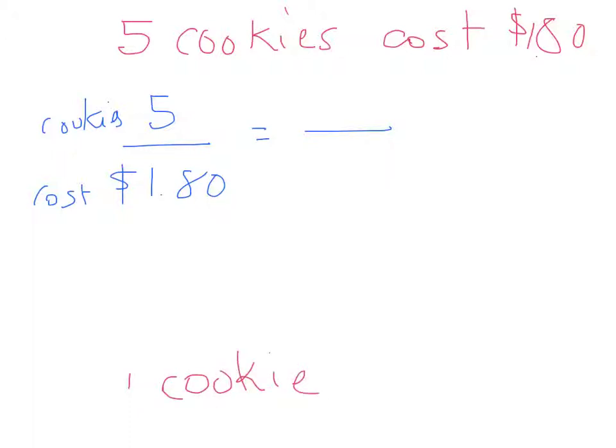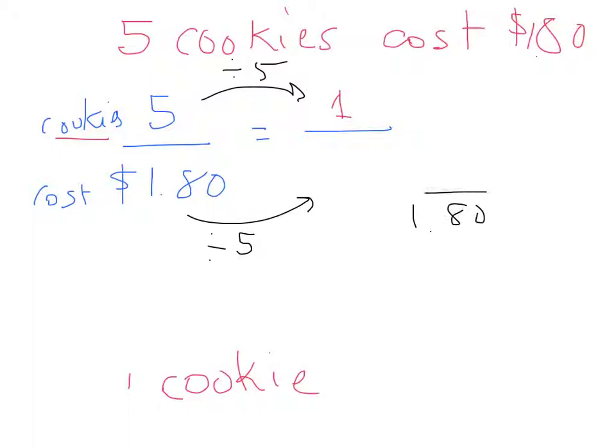Sometimes you might hear each cookie, but also one cookie. So here's cookies, so I know my 1 is going to go here. And then I ask myself, what did I do to go from 5 to 1? I divided by 5. What am I going to have to do here? I'm going to have to divide by 5. So I take $1.80 divided by 5.